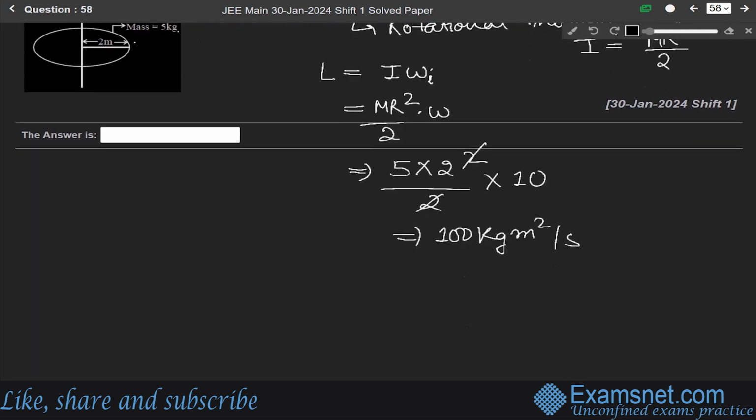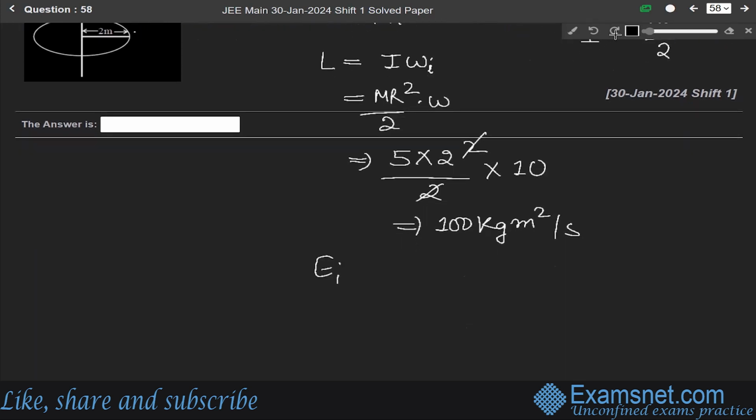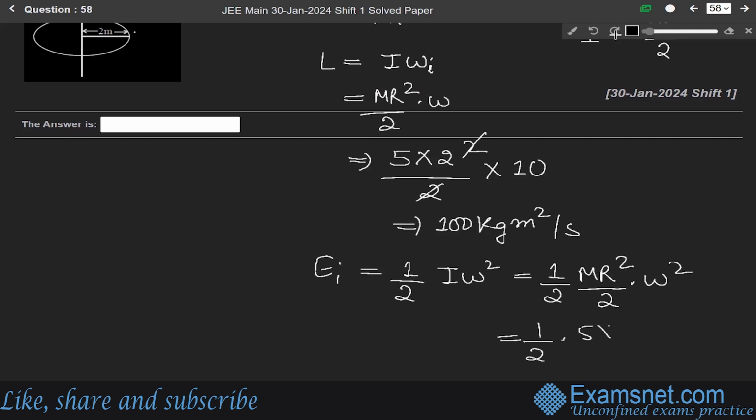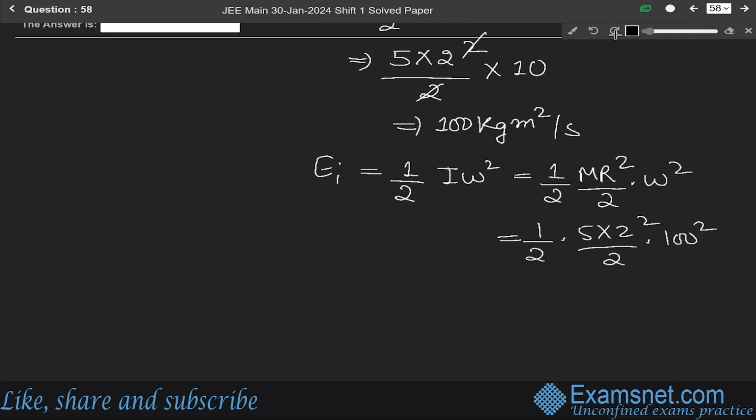Okay. Now the initial energy will be equal to half I omega square. So it will be equal to half mr square by 2 into omega square. Putting these values, half, mass is 5, r is 2 square over 2, omega is 10 square. So we get energy equal to, 2 cancels, 2 cancel, so it will be equal to 500 joule. Okay.